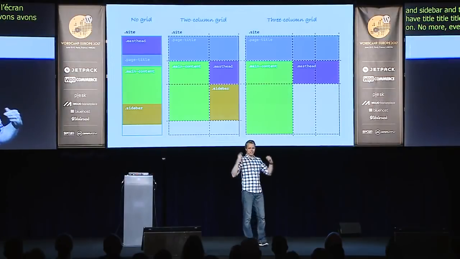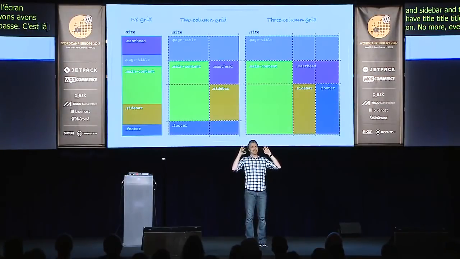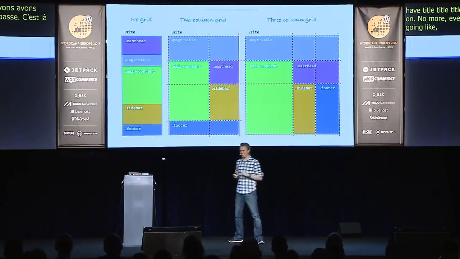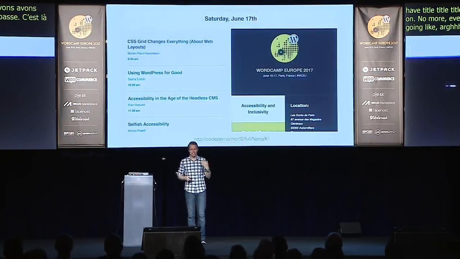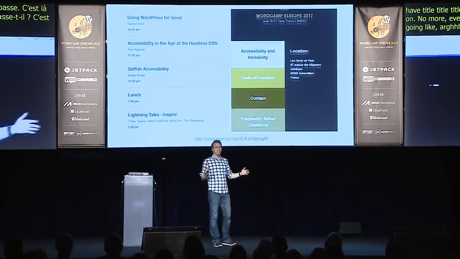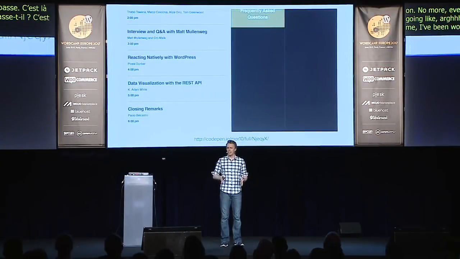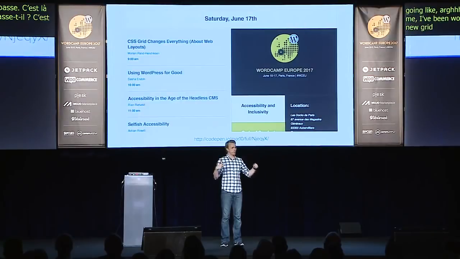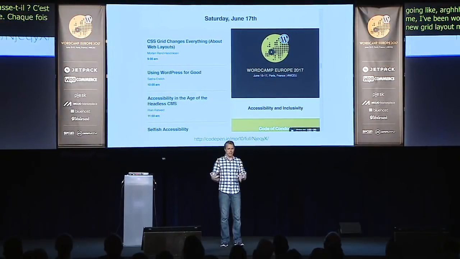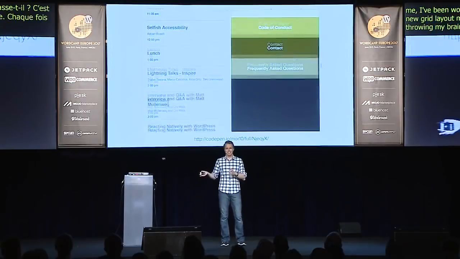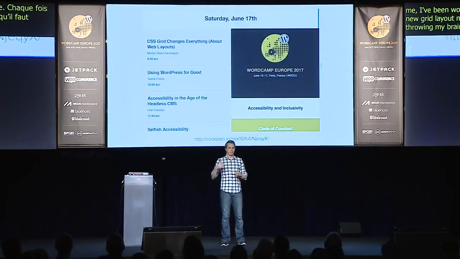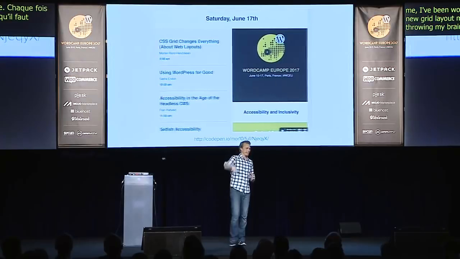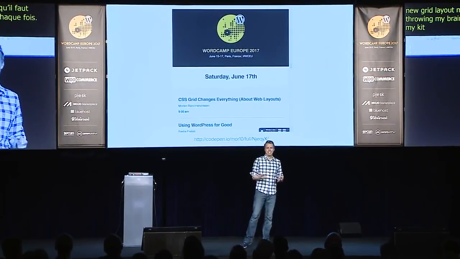This is that point where your brain will start going like, what is happening? This doesn't actually compute yet. And trust me, I've been working with this for over a year. Every time I sit down and do a new grid layout, my brain keeps telling me to do things the old way, and I have to keep throwing my brain out and replacing it with a new one. Which means my kid, who's walking around in the background there making noises, when he grows up, he won't think the way I do, and he'll be like, this is super simple. And then I'll tell him about floats and clears, and he'll be like, why would you do it like that? That's so crazy.